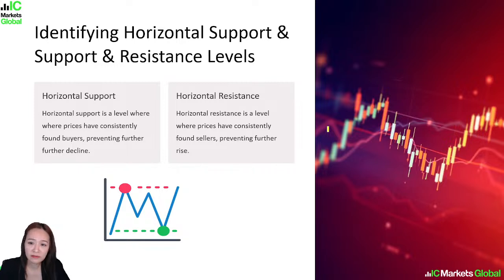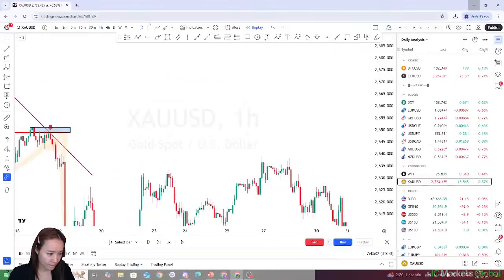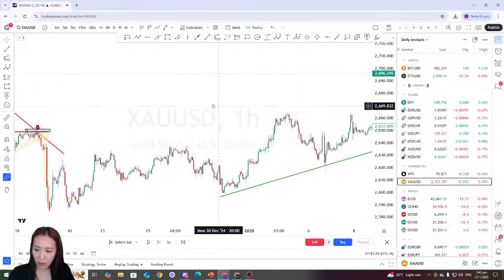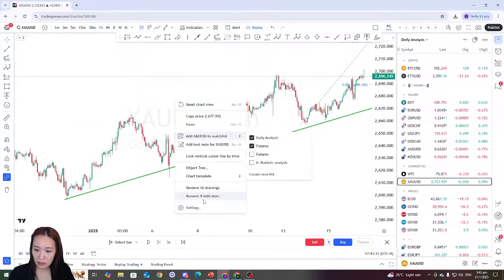Now we need to identify the horizontal support and resistance. Basically it's just sideways. So basically horizontal support is when price is just within the range, right? This is the support basically, and this is the resistance. Basically this is the sideways. It will look like that. So we have the trend line and now we have a horizontal line.